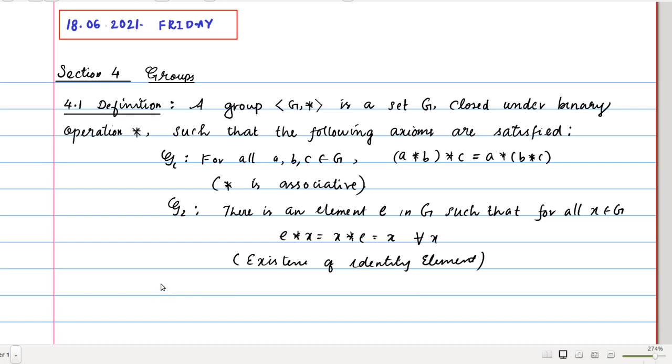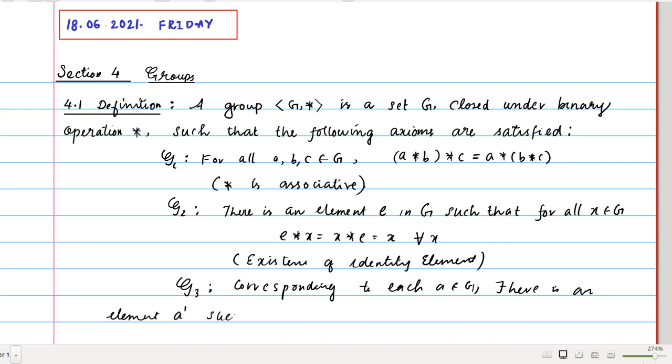And finally we have the third axiom, G3. This establishes the existence of an inverse element for each of the elements of G. What do we mean by inverse? Corresponding to each element a belonging to G, we can find another element, we call it a prime, such that a star a prime equals a prime star a, which is equal to e. So this a prime is called the inverse of a.